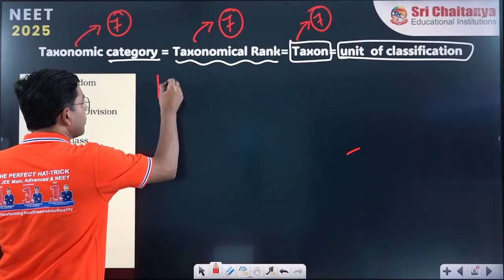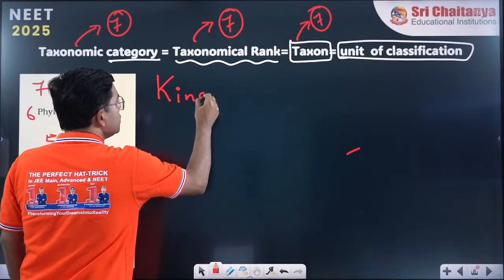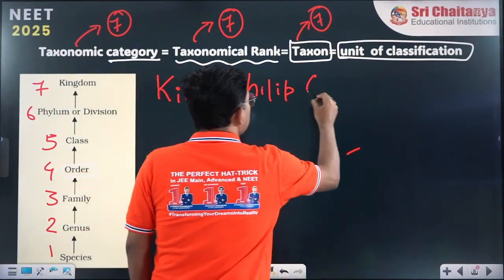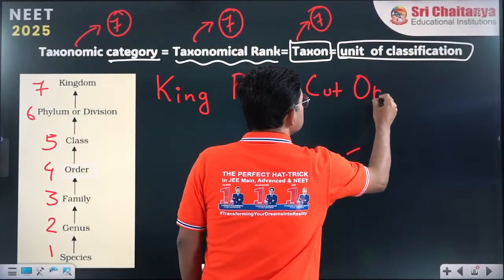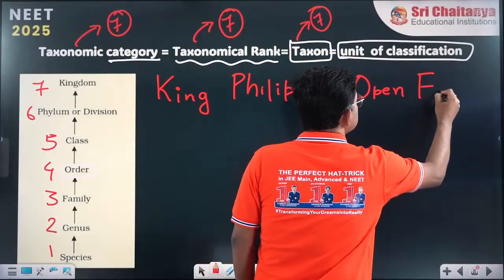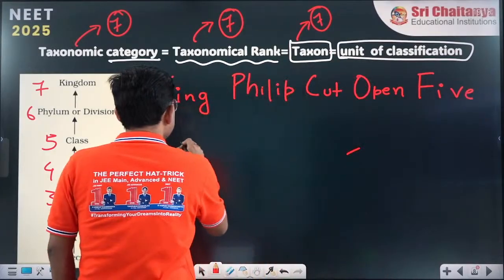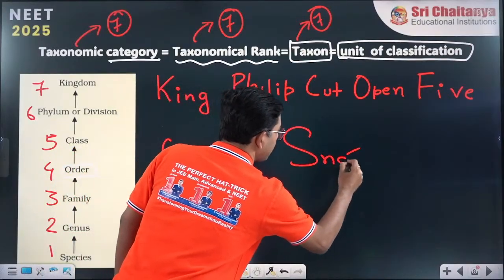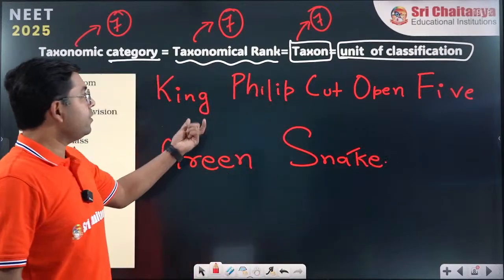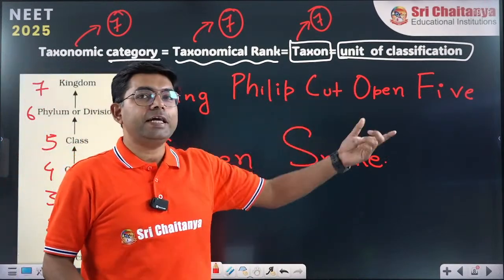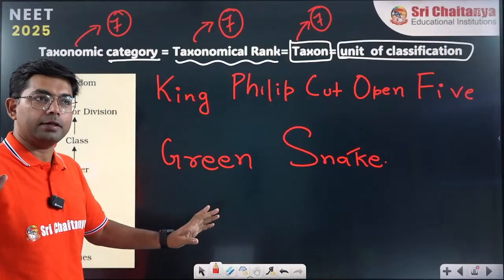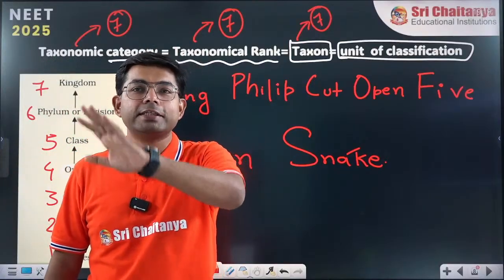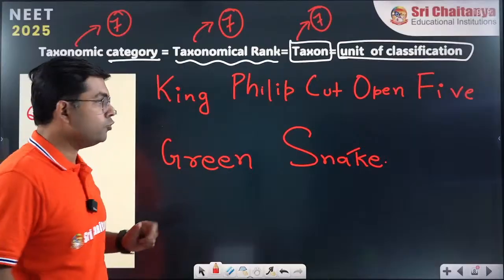The line is: King Philip cut open five green snake. You have to remember this line. You just write it in the comment: King Philip cut open five green snake. Repeat it by yourself.